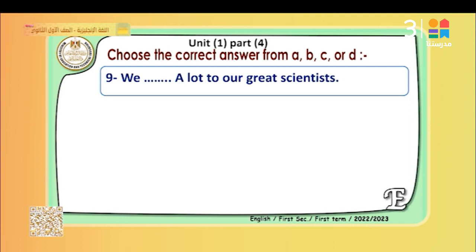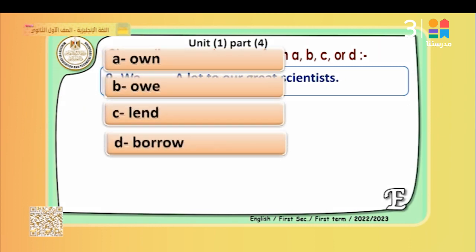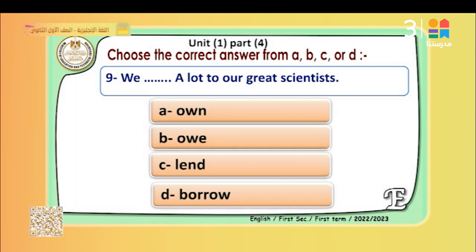Question number 9. We a lot to our great scientists. We owe a lot. Here we have the word owe. And of course we should notice the difference between own and owe. Own means to have. I own a car means I have a car. But to owe means that you are in debt. So we owe a lot.